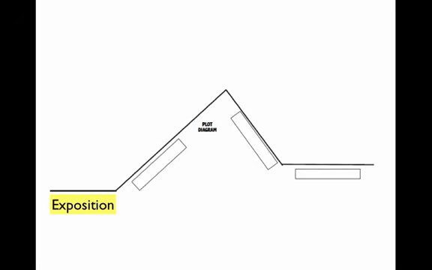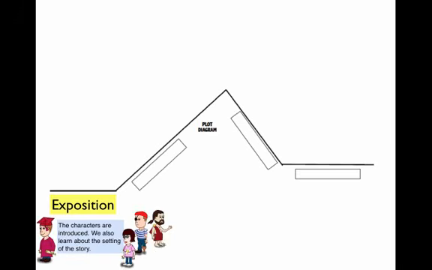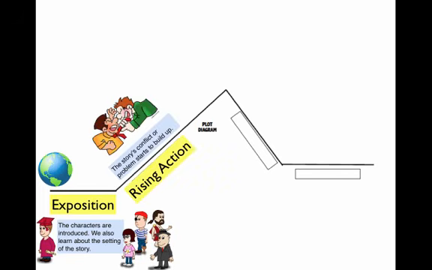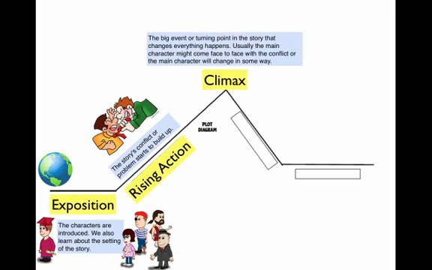In the exposition, which is at the beginning of the story, the characters are introduced. We also learn about the setting of the story. The rising action is when the story's conflict or problem starts to build up. The climax is the big event or turning point in the story that changes everything.